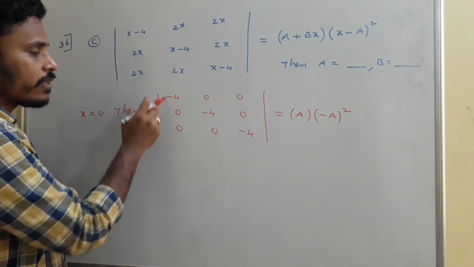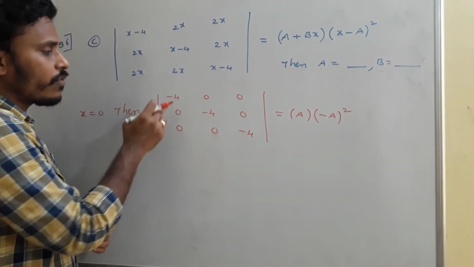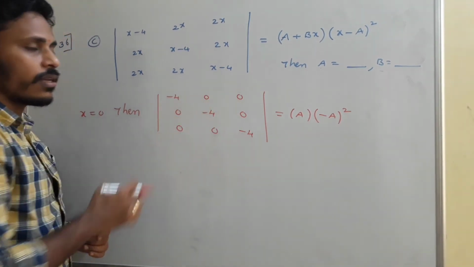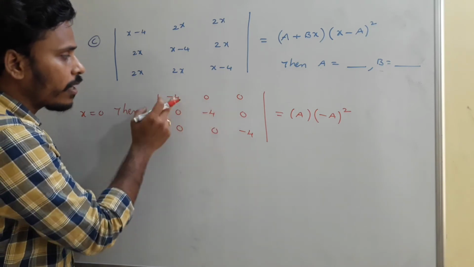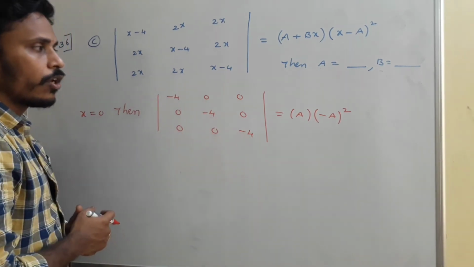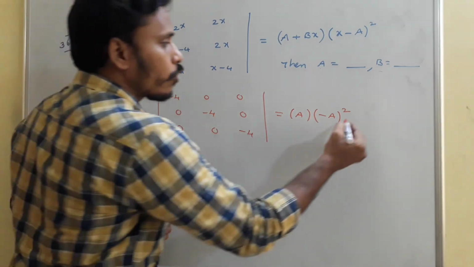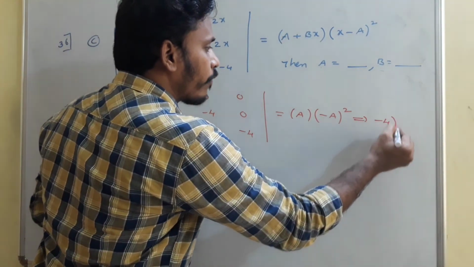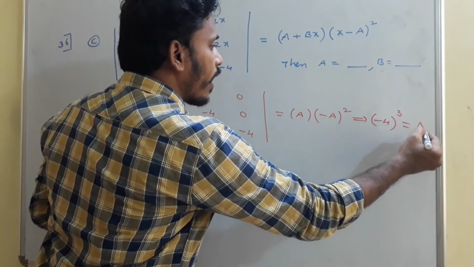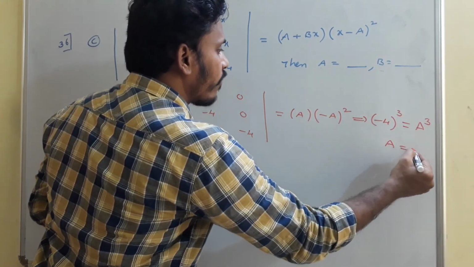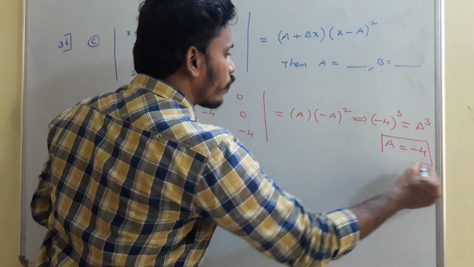And at the end, see, this is a diagonal matrix, since we have only diagonal elements and all the other things are 0. So this determinant is simply the product of these three. So the product of these three means minus 4 into minus 4 into minus 4. So clearly the left side is minus 4 cube, whereas the right side is a cube, and the value of a at the end is minus 4.